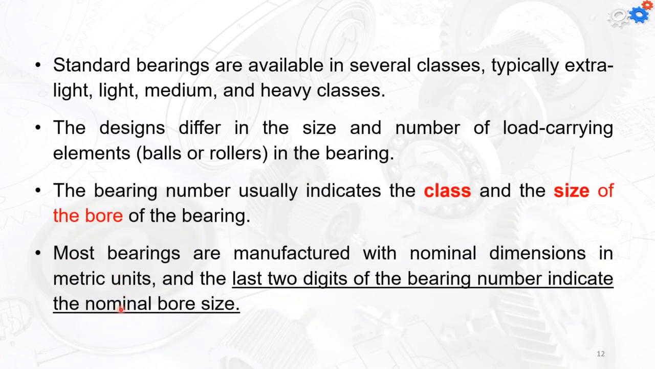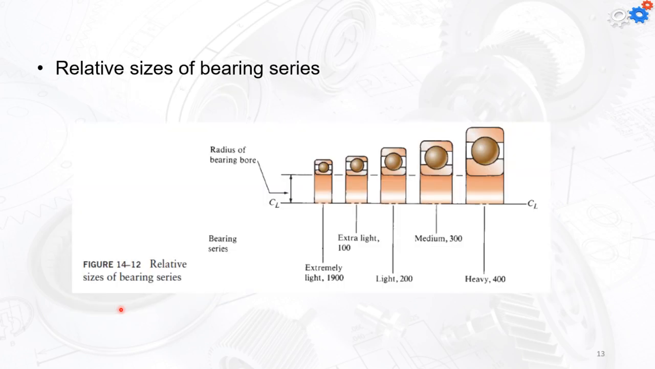The bearing number usually indicates the class, like the 6200, and the size of the bore of the bearing. Most of the bearings are manufactured with nominal dimensions in metric units, and the last two digits of the bearing's number indicate the nominal bore size.